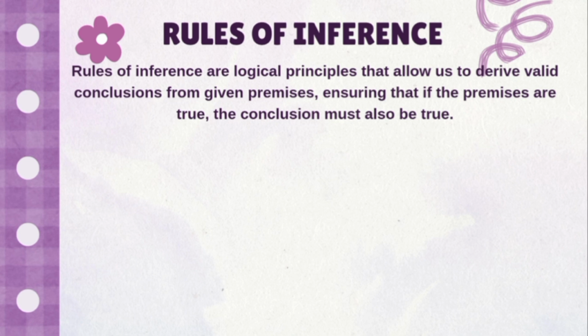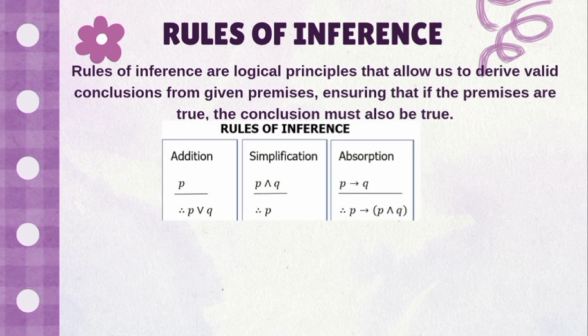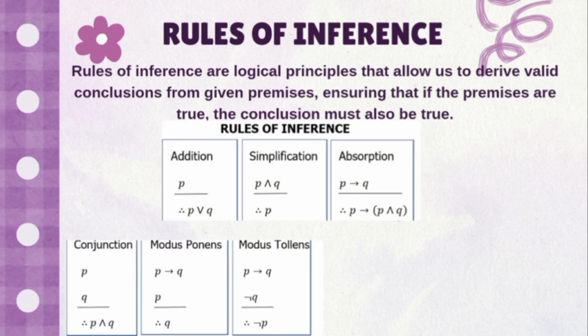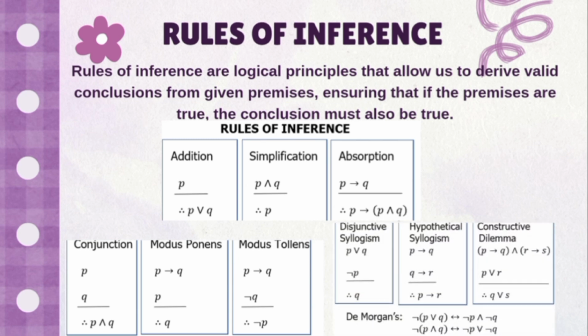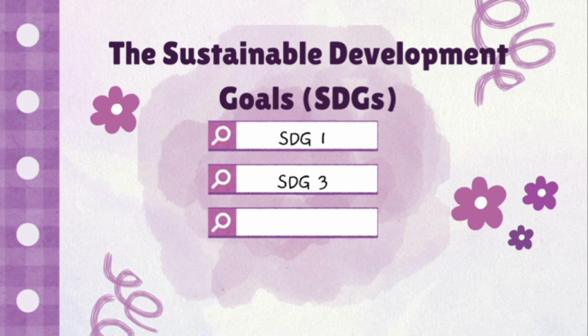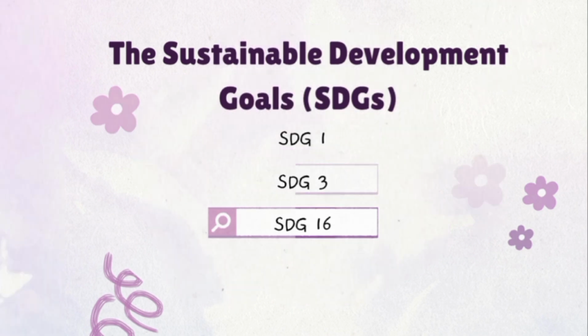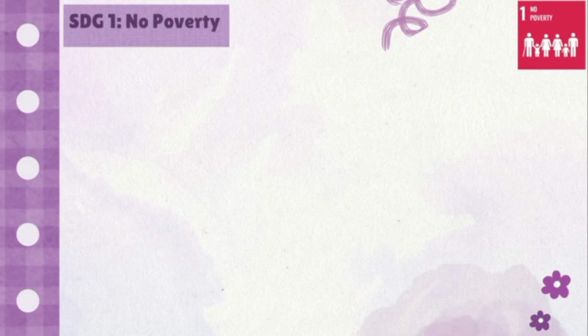conclusions. Here are the different rules that we may use, including addition, simplification, absorption, conjunction, modus ponens, modus tollens, disjunctive syllogism, hypothetical syllogism, constructive dilemma, and De Morgan's rule. With the use of these different rules, we can strengthen and prove our arguments. In short, it's about using reasoning not just in math but in real issues that matter to our world. Speaking of issues, we will be using SDG 1, 3, and 16 as our examples in proving the rules of inference. Now first, let us start with SDG 1, no poverty.